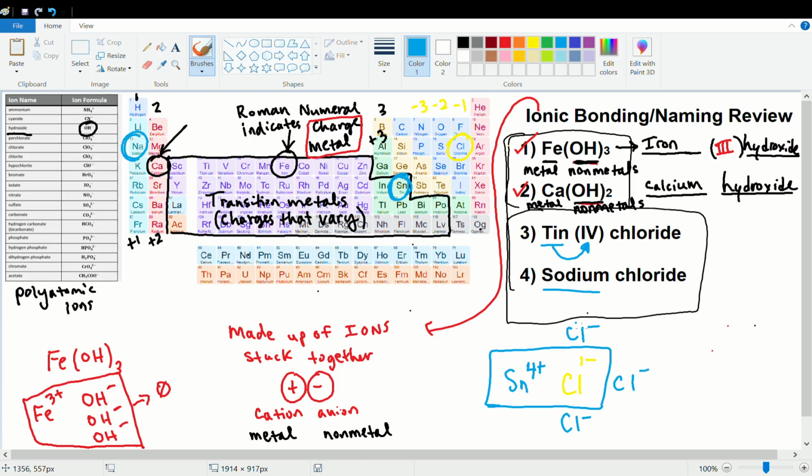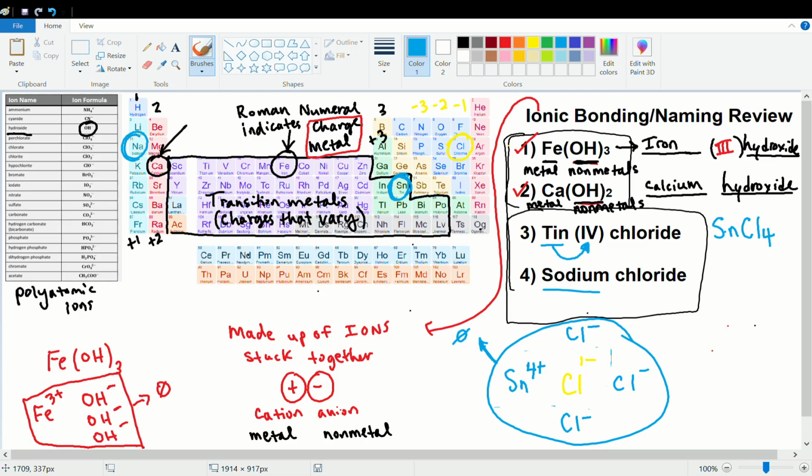4 chlorines, each with a -1, -1, -2, -3, -4, bonding to 1 tin, which is +4. So that the total, if we add up everything together, so if we take all of these ions and we stick them together in one compound, their total charge would equal 0. So to write out 1 tin, I would write this. To write out 4 chlorines bonded to the tin, I put a little 4 to indicate that these 4 chlorines, or chloride ions, are bonding to 1 tin ion.